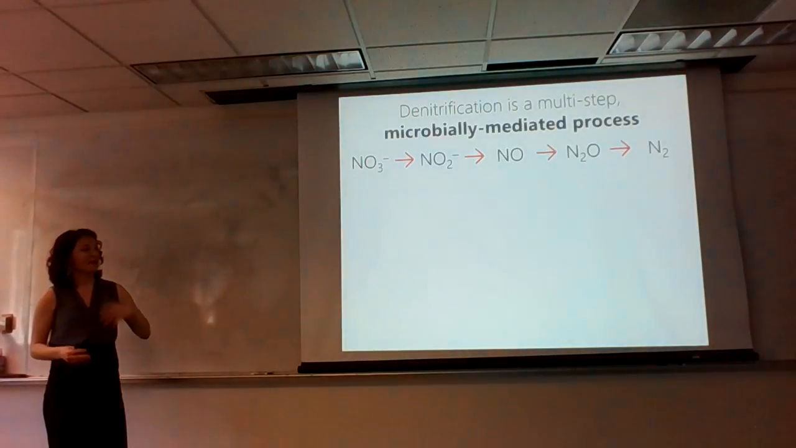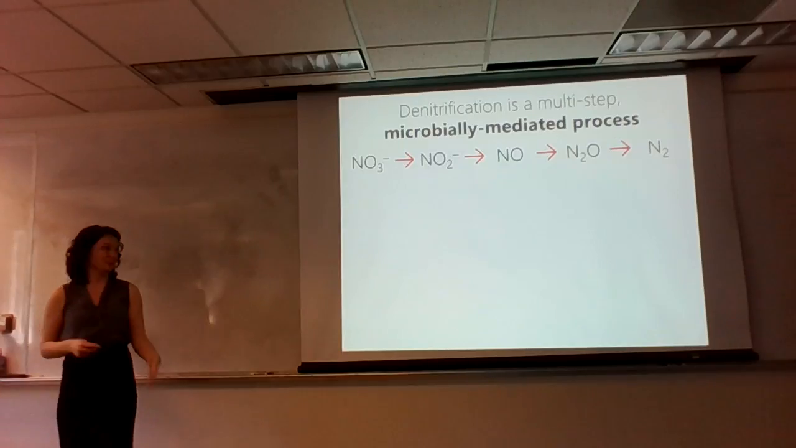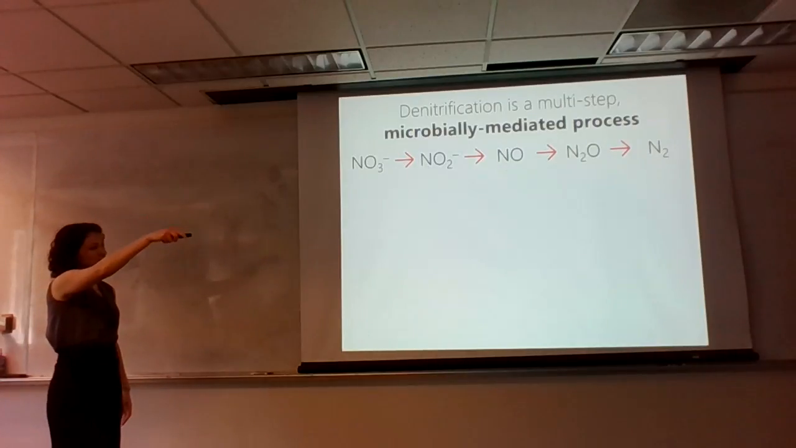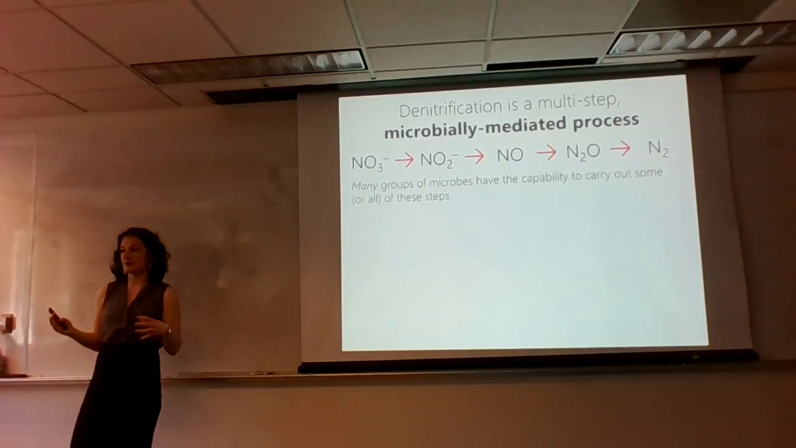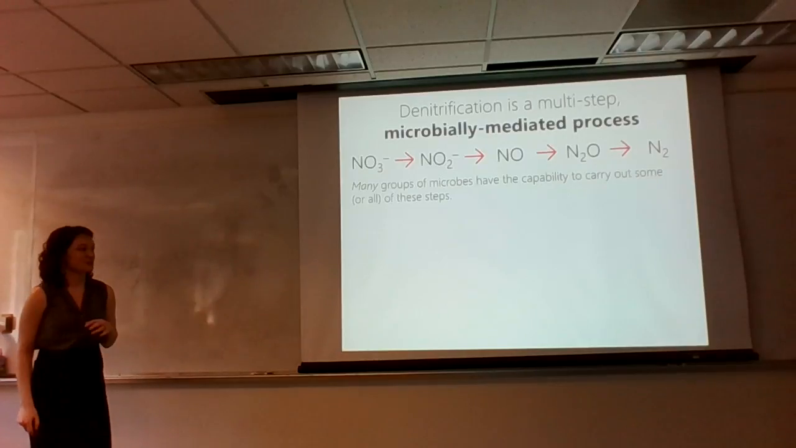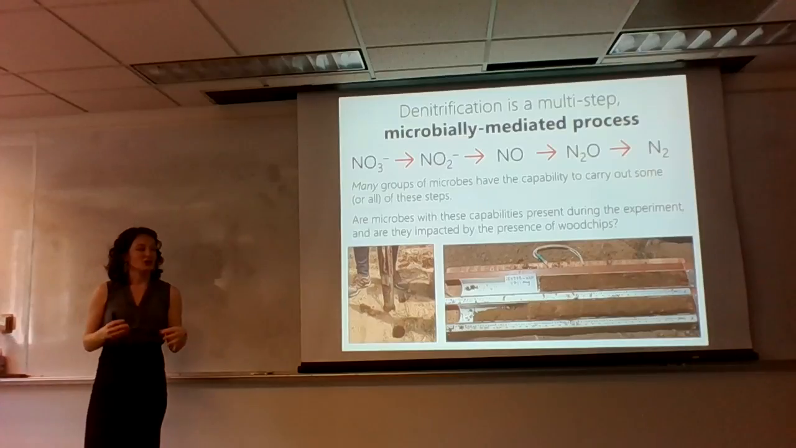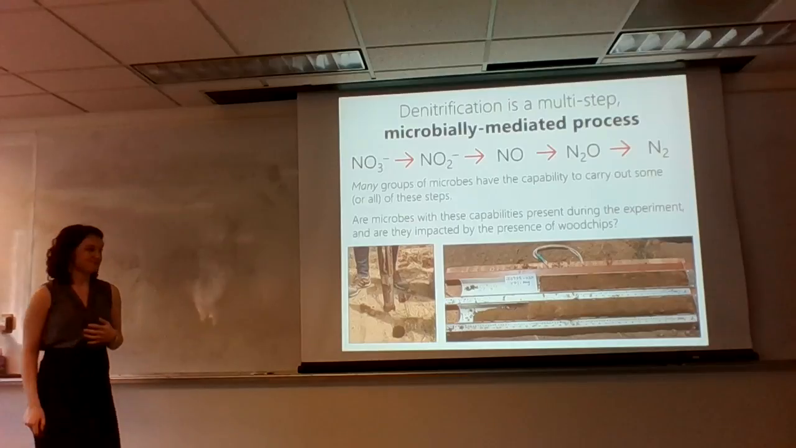And that's because denitrification is a multi-step, often microbially mediated process. It's the progressive reduction of nitrate all the way to nitrogen gas. And there are many groups of microbes that are capable of carrying out individual steps within that denitrification pathway. So I wanted to know whether microbes with those capabilities were present during this experiment, and if so, how might the wood chips impact them?